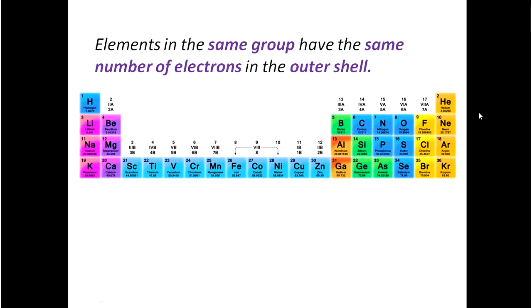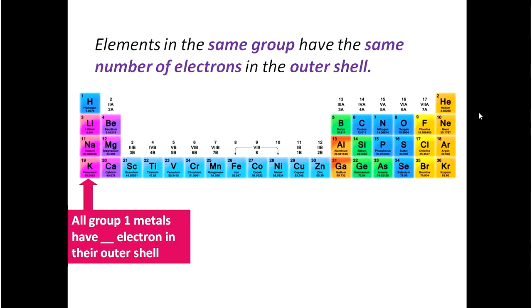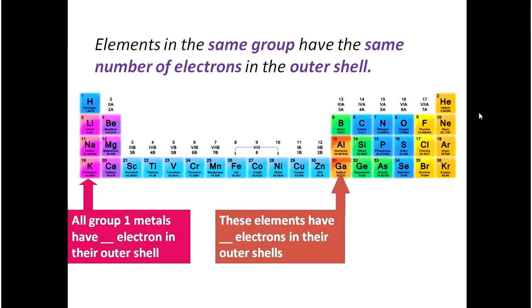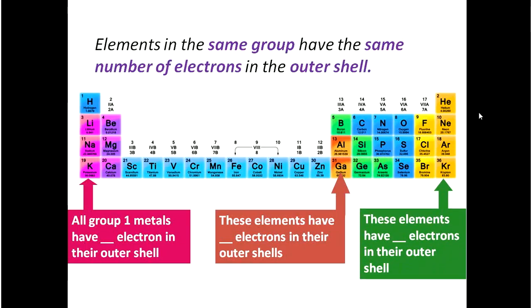All elements in the same group have the same number of electrons in the outer shell. Pause the video and fill in the blanks. Let's go over the answer.